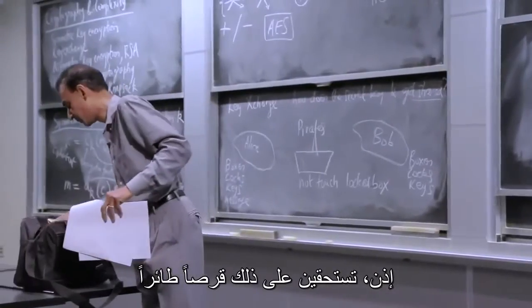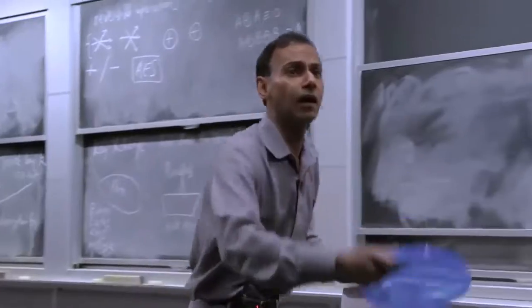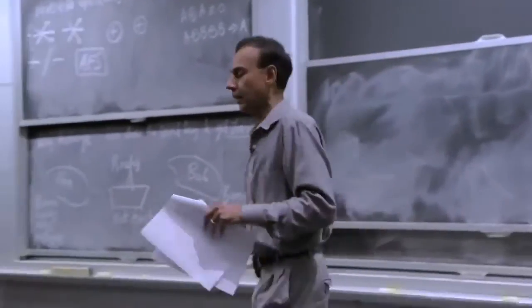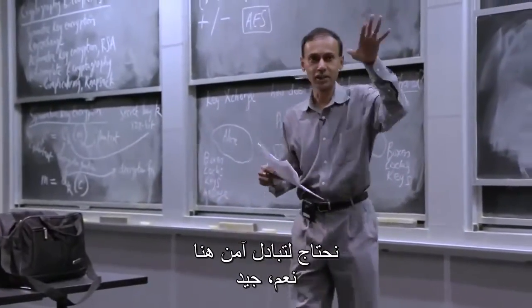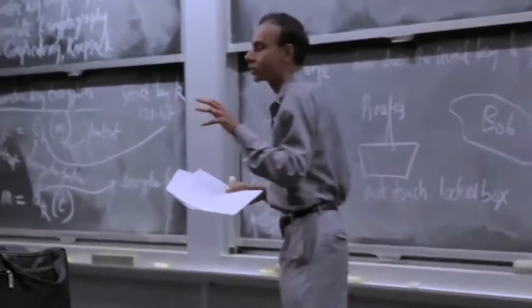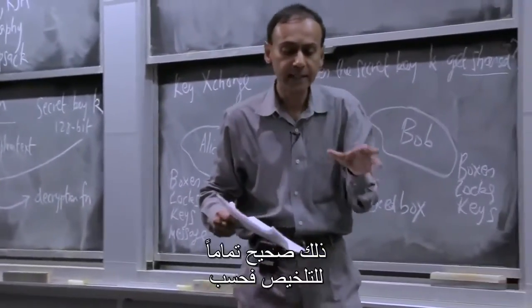So that gets you a frisbee. Whoops, sorry. We need a secure exchange there. Yeah, that's good. So that is exactly right.